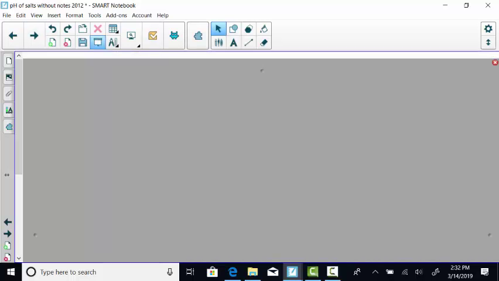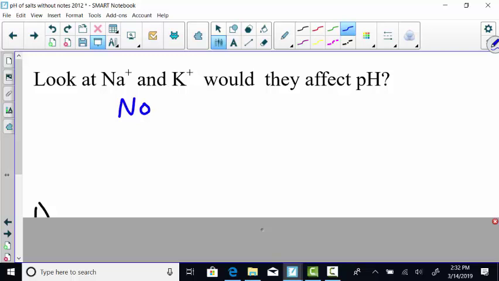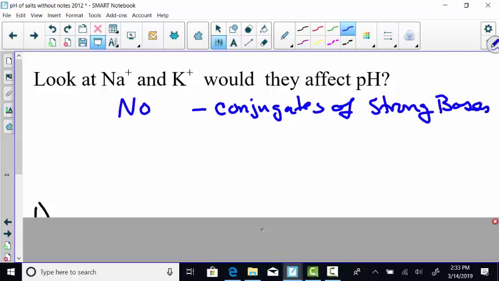Okay? Wouldn't they affect pH? So if you look at sodium and potassium, okay, would they have an ability? And the answer to that is no. They are not going to affect pH, and essentially almost for the same reasons. These are conjugates of strong bases. Okay, and so what are the strong bases? Well, NaOH is the strong base, and KOH is the strong base.